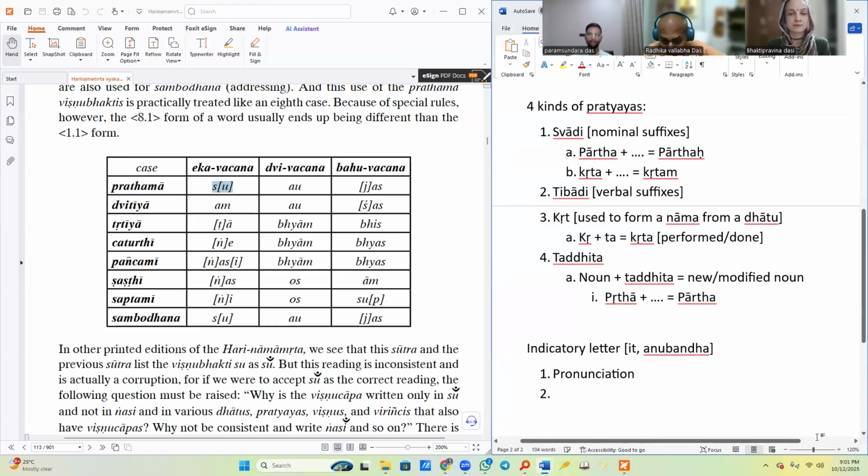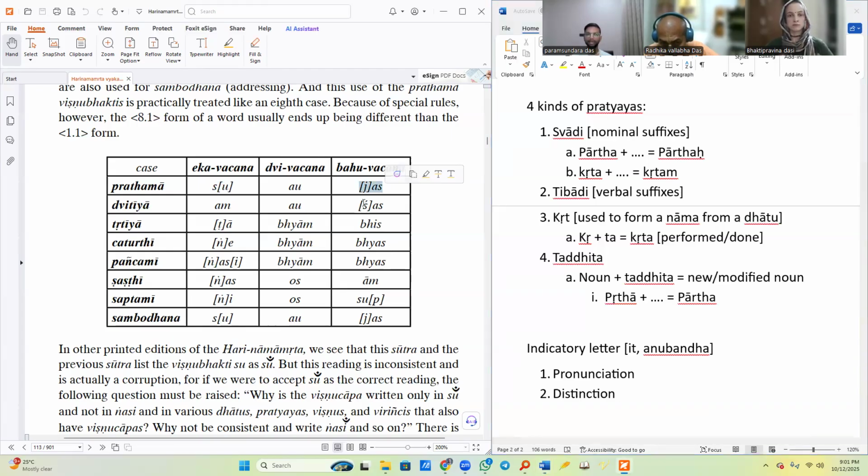The second point or usage is distinction, to create some difference between two similar looking suffixes. For example, if you see jas and shas, if you remove the indicator letters from both, they are the same, as. So to create some distinction, these indicator letters, ja and sh, are also given.